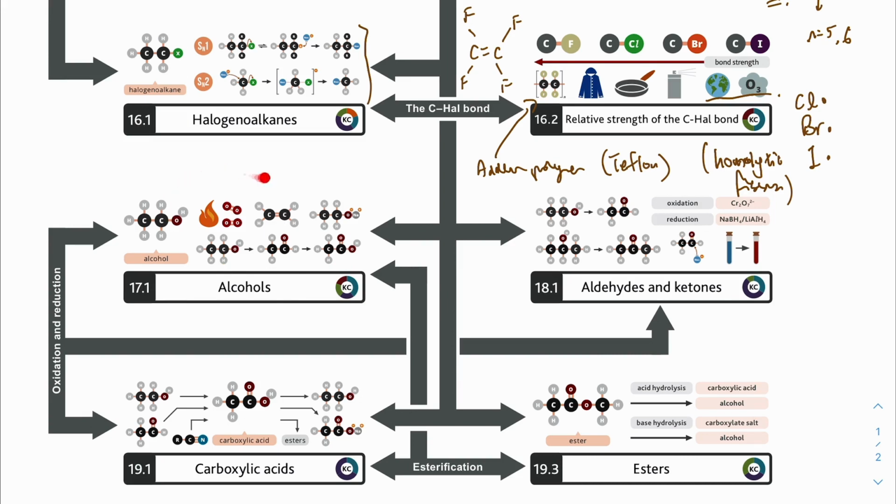Of course, you can dehydrate the alcohol, meaning you eliminate the OH and an H from the carbon next to it to give you the alkene. And you could also form RO minus Na plus, and it will give you half H2 when you have ROH plus sodium. So this is essentially a redox reaction.